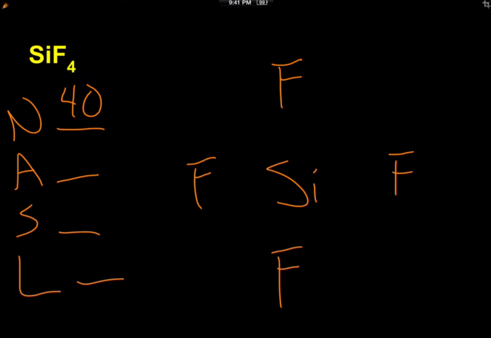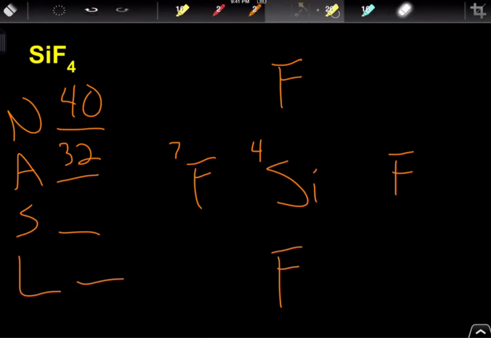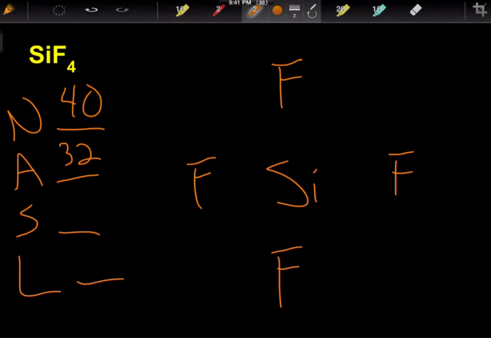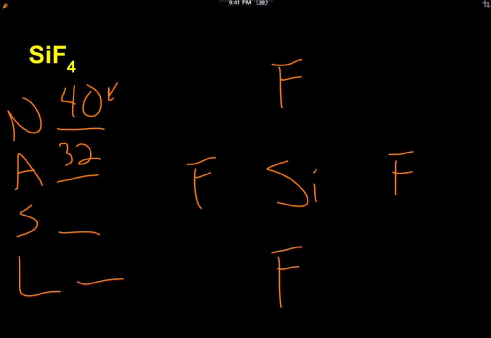So now we're going to figure out how many electrons we actually have available. Well, each of the fluorines, because that's from group 17, they're each going to have 7. So 7 times 4 is 28. The silicon is going to have 4. That gives us a total of 32 available electrons that we can use. And the difference between what we need and what we have available is 8. 8 electrons can form 4 bonds. It takes 2 to make a bond.